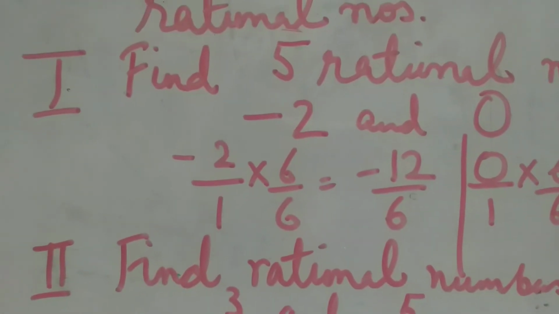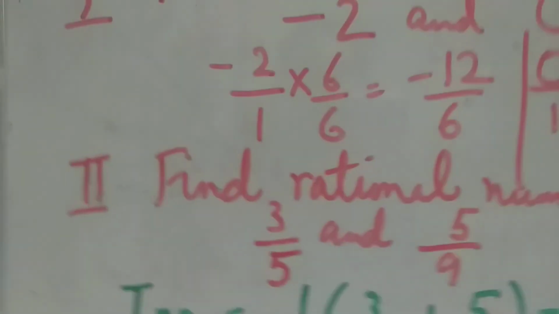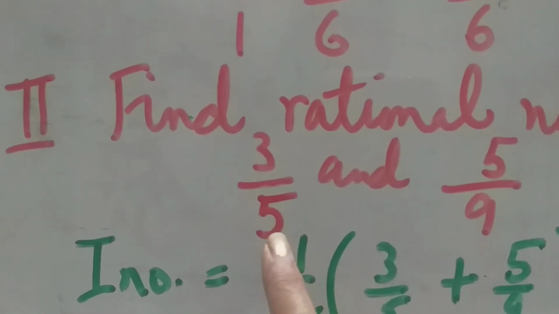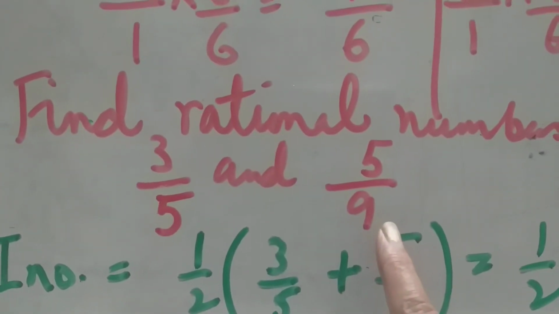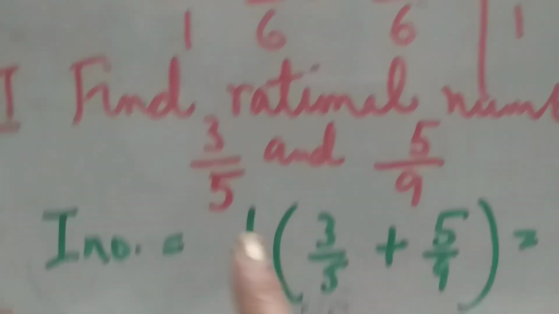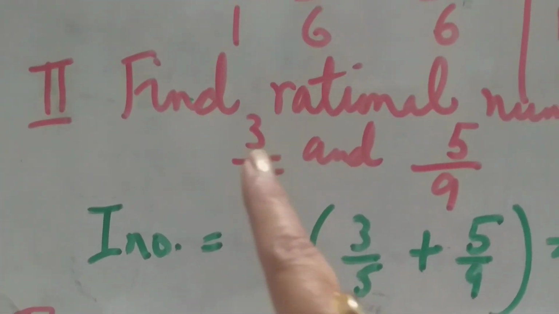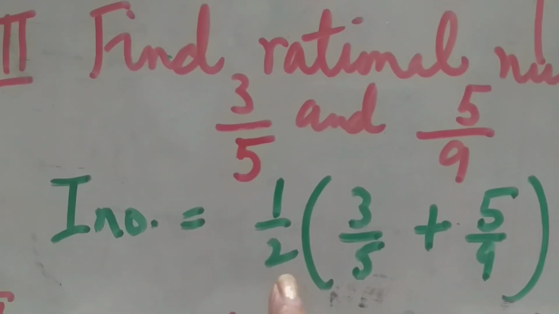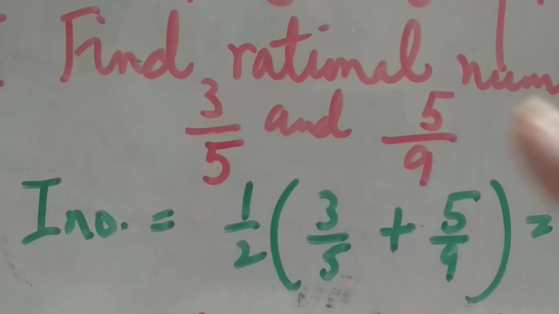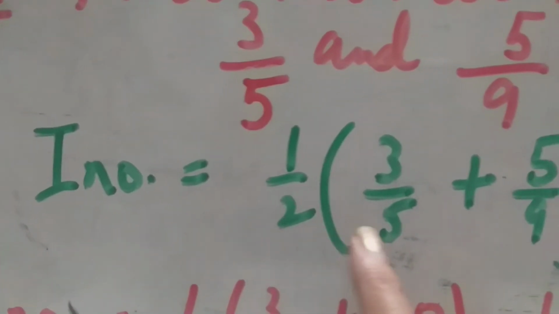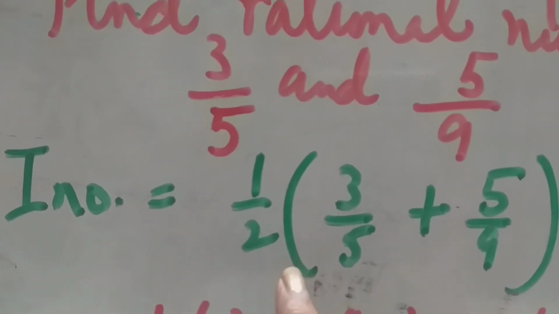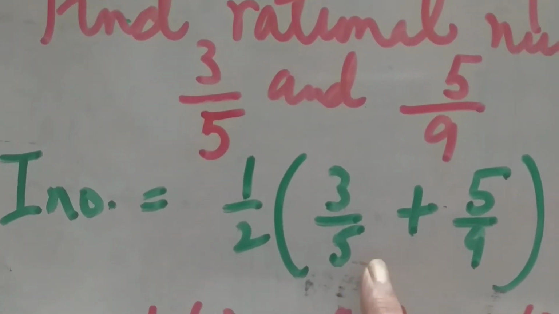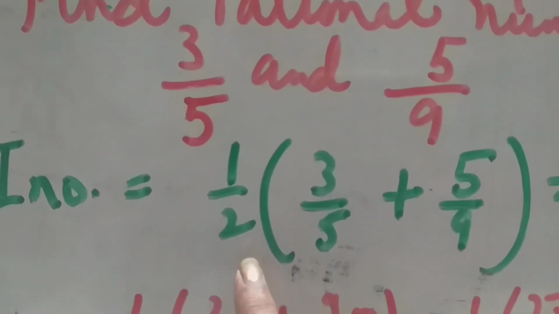But here we do not know the midpoint. Now the question arises, if I want to find the midpoint between these numbers, like if I want to find the midpoint between 3 upon 5 and 5 upon 9, how should I go? To find the midpoint between 3 upon 5 and 5 upon 9, I need to find the average of 3 upon 5 and 5 upon 9. Means I am going to multiply half to the sum of the given numbers. Or you can say I'll add the numbers and divide it by 2.